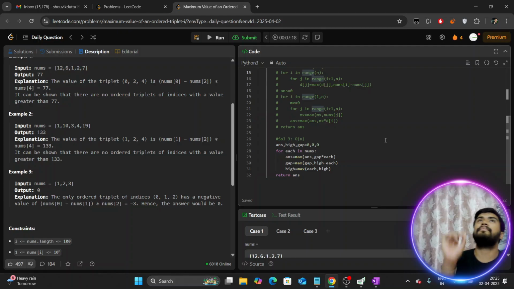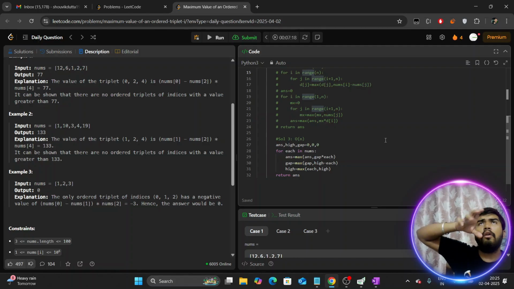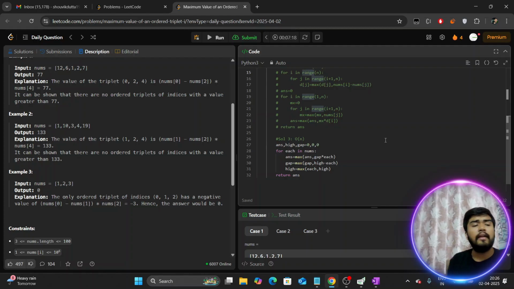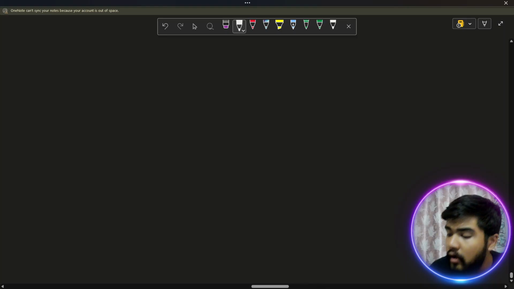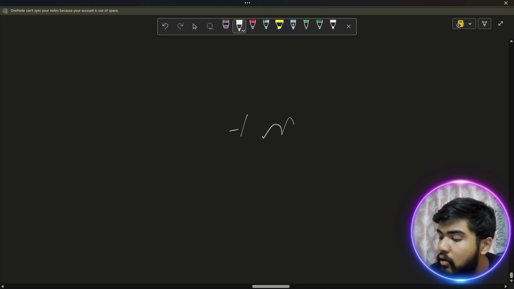We will do the same things. Our k is always going to be constant. Our k is always going to be our nums. And let me go to the one note only. We don't have any options. We can't do anything to our k loop. Our k loop is going to be iterated.